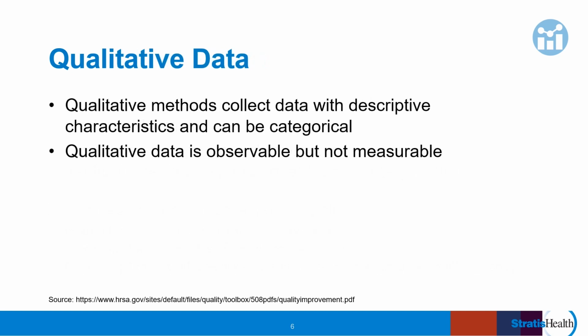Qualitative methods collect data with descriptive characteristics rather than numeric values. Qualitative data can also be categorical, placing observations in specific categories conveying attributes and properties. It provides important information about patterns and relationships between systems and is often used to provide context for needed improvements.